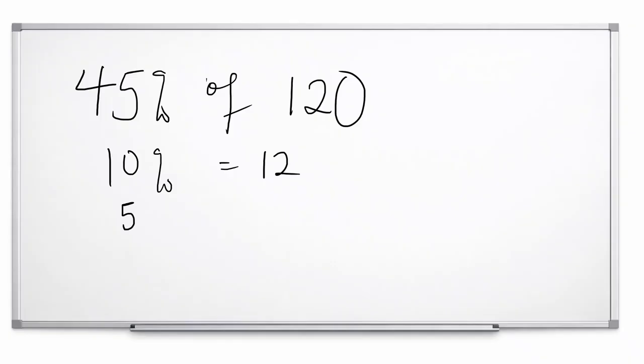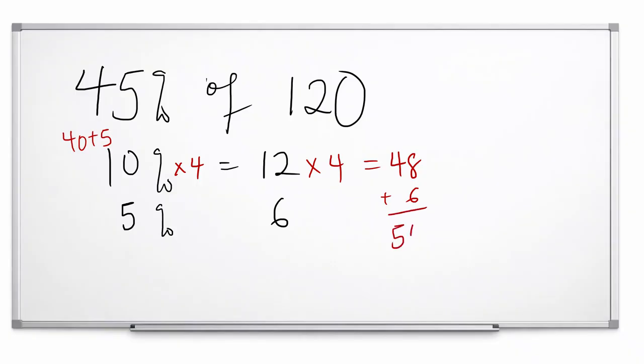And 5% of 12 is equal to what? 6, which is half of 12. Now, using the same technique here to make 40, because 45 is 40 plus 5. To make 40, multiply this by 4, which is going to give you 48. So just add it to 6, and this is going to give you 54. Good.